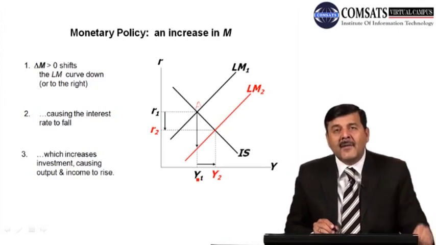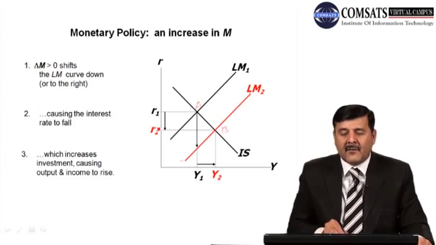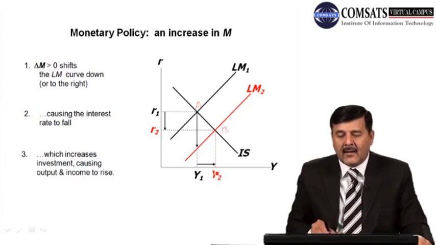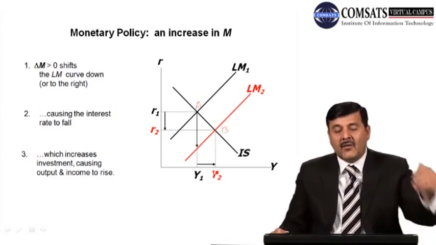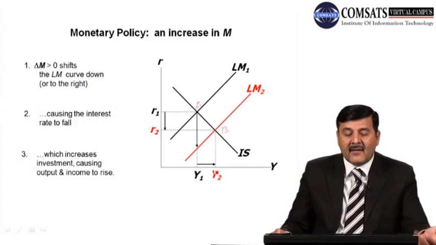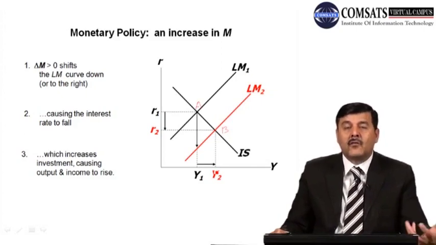This new LM curve intersects the existing IS curve at point B, and the new rate of interest is R2 and income is Y2. So the interest rate falls, which increases investment, causing income and output to rise in the country and the economy.